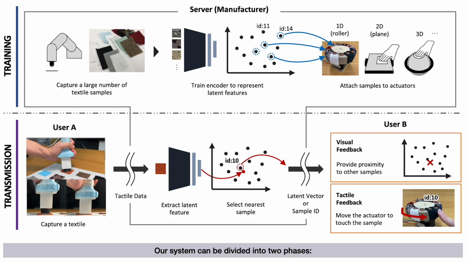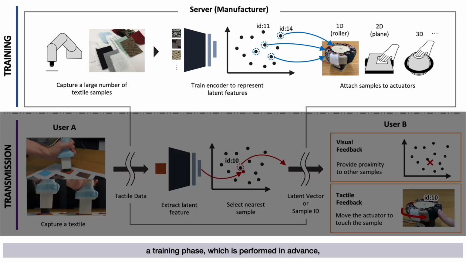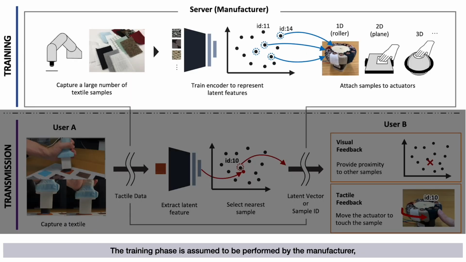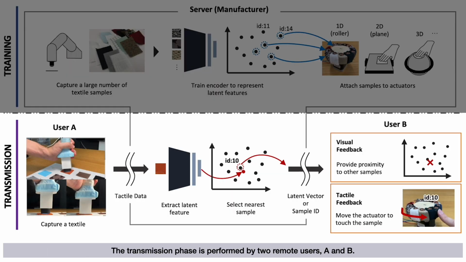Our system can be divided into two phases: a training phase, which is performed in advance, and a tactile transmission phase, in which users actually transmit the tactile sensation of the textile. The training phase is assumed to be performed by the manufacturer, who learns encoders to extract a latent vector representation of the tactile sensation from a large sample of textiles. The transmission phase is performed by two remote users, A and B.